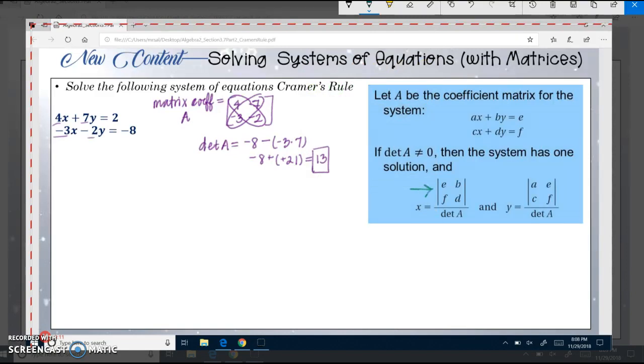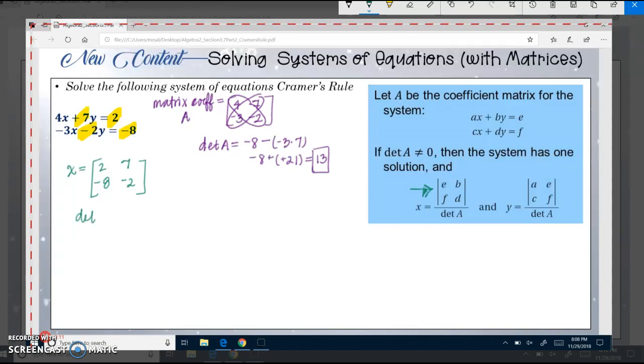So we're going to hang on to that value for a second while we next find the determinant of this matrix with values E, B, F, and D so that we can solve for our x value. So when we're looking for E, B, F, and D, if we check out our original equations, E is 2, B is 7, F is negative 8, and then our D value is negative 2. So let's go ahead and structure that matrix. So for x, we're going to have E is the 2, B is the 7, negative 8 is the F, and negative 2 is the D value.